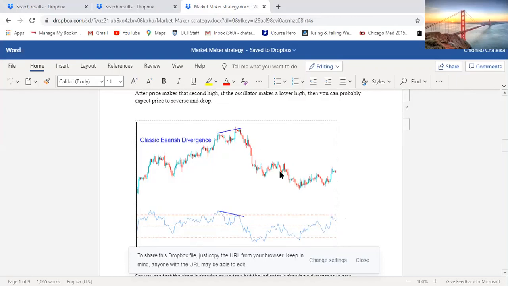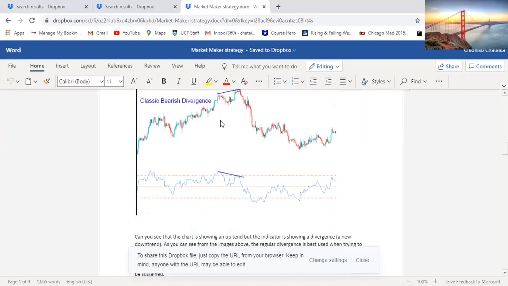Essentially, markets take time to reverse, or it could be a spike of the spreads, which causes these funny candles. So if it is a spike in the spreads, divergence still helps. So let's look at a bearish divergence.